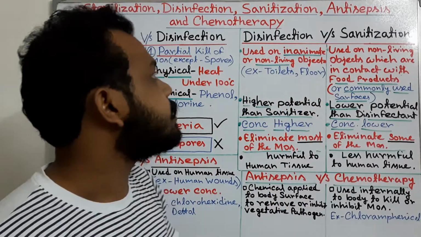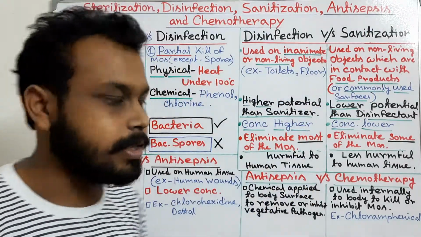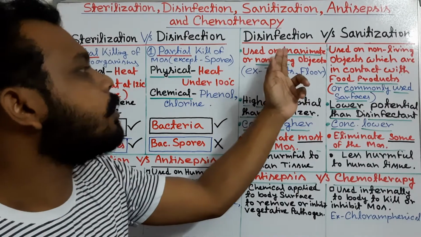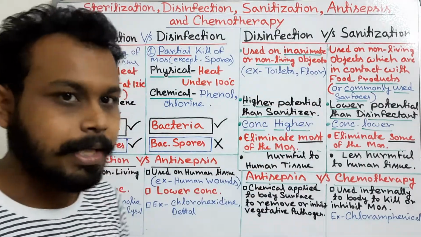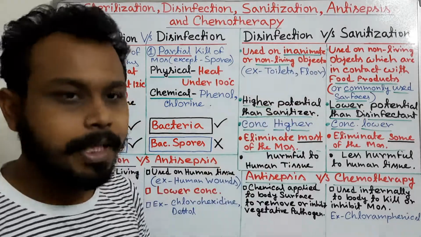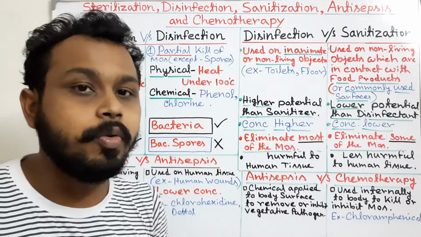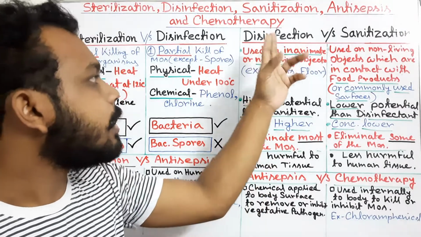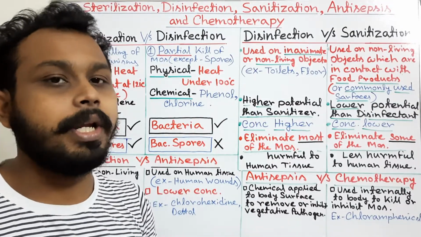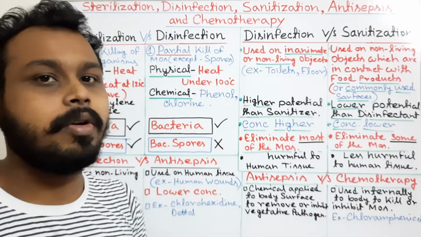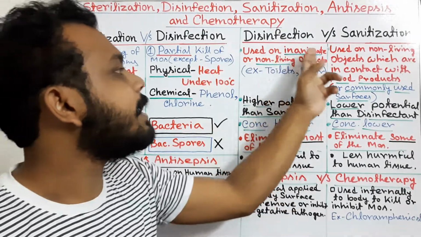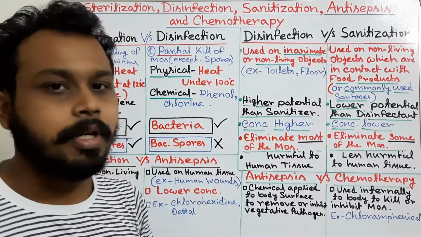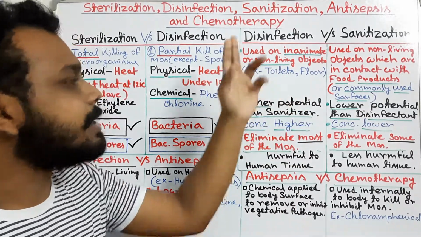So the next difference is between disinfection and sanitization. Disinfection or disinfectants can only be used on inanimate or non-living objects. That means they cannot be used on human body surfaces or human tissue, because these disinfectants are harmful for human tissue. So that's why we cannot use them on the human body. We can only use them on inanimate or non-living objects. Example, toilets, floors. For cleaning them we can use disinfectants.